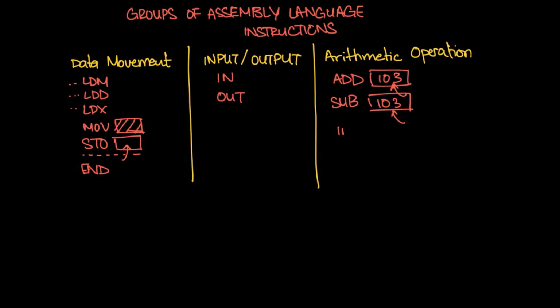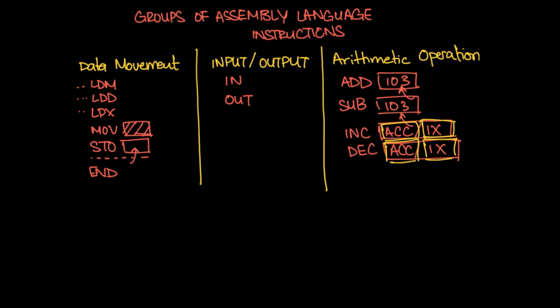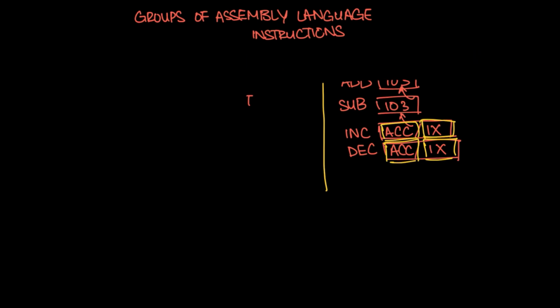Next up is increment and decrement, so INC and DEC, and these take a register as an operand. I'll just draw two separate boxes here. The operand value can either be ACC or IX. This is what it commonly is. If it's ACC, it means increment or decrement the accumulator. If it's IX, it means increment or decrement the index register. So those are arithmetic operations. Just give me a second while I clear my board right here. I'll just erase everything so we can move on to the other groups.